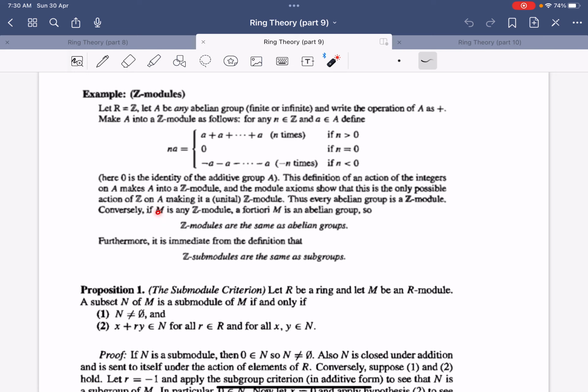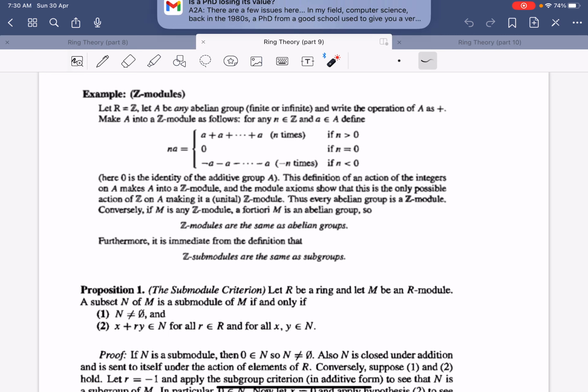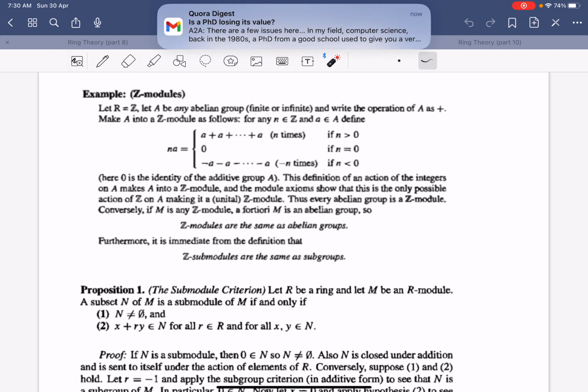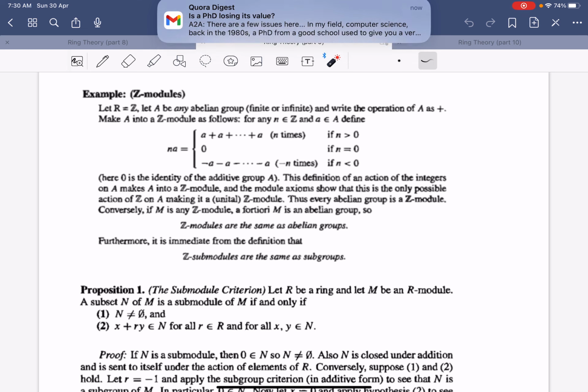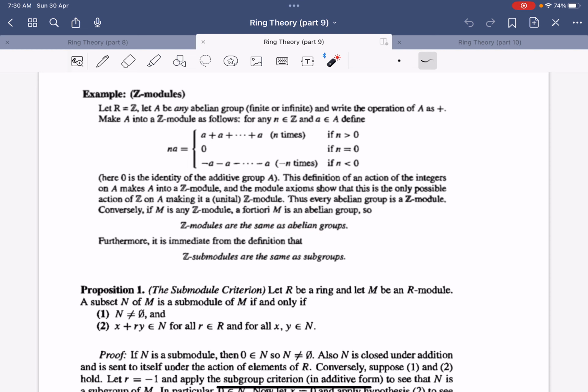And conversely, if M is a Z module, then M will also be an abelian group. And so Z modules are exactly the same as abelian groups.